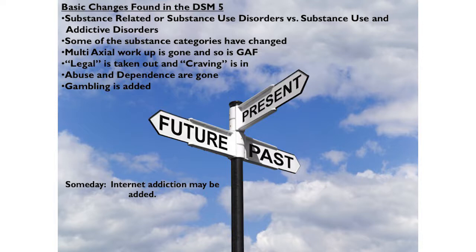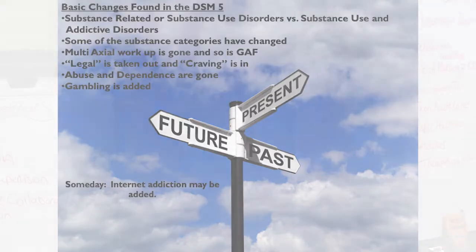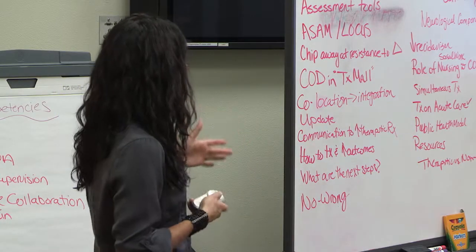Legal has been taken out of the criteria for substance use disorders, and craving has been added. Abuse and dependence are no longer specifiers. Now we're looking at a continuum of severity from mild to moderate to severe. And gambling was also added.